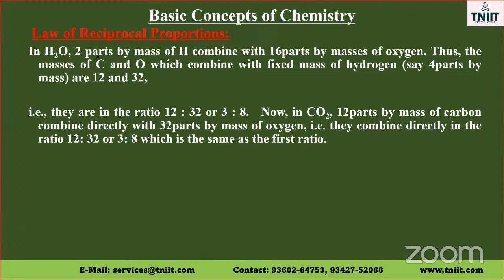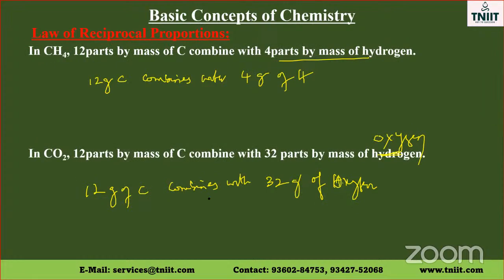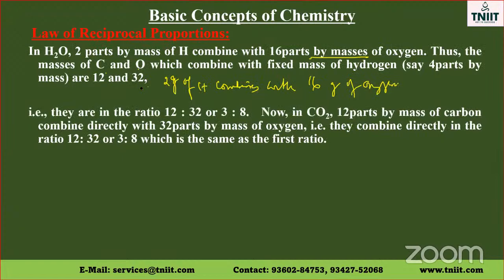Now, in the case of water, 2 grams of hydrogen, or 2 parts by mass of hydrogen, combines with 16 parts by mass of oxygen, or 16 grams of oxygen. Thus, the masses of carbon and oxygen which combine with a fixed mass of hydrogen, say 4 parts by mass, are 12 and 32.